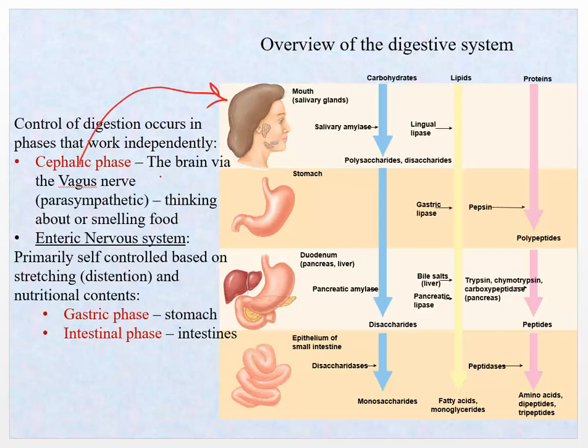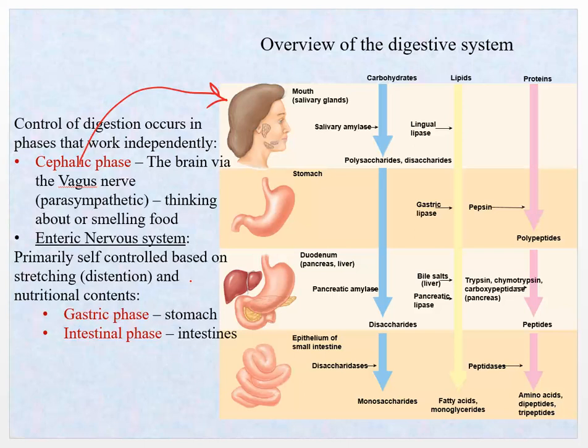We can think about food and increase our stomach motility. Our stomach starts saying, we're getting food. Whether you are or aren't, your brain can sort of trick your stomach into thinking that it is. The enteric nervous system, which is your gut brain, is primarily self-controlled based on stretching and distension. So your gut kind of knows what to do based on simple feedback that it gets. When it stretches, there's food there. If it's fats, it sends in bile salts, things like that, the different enzymes.